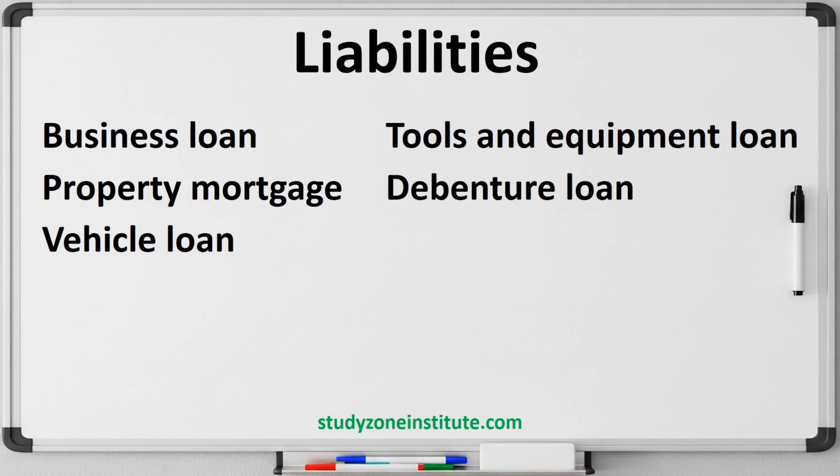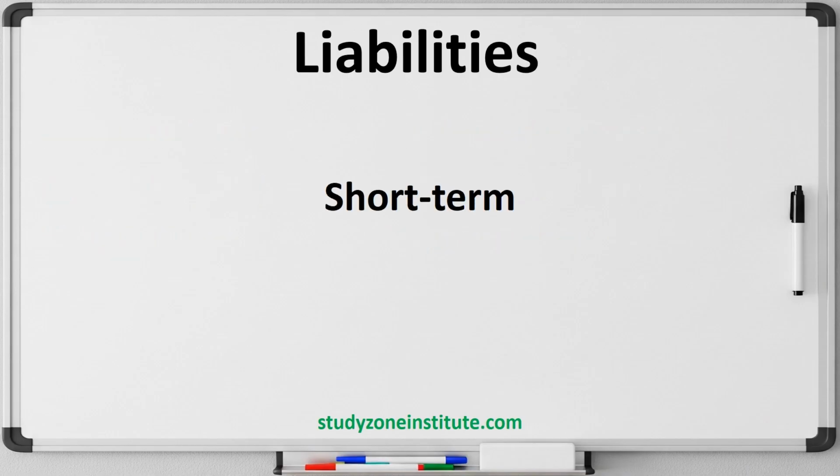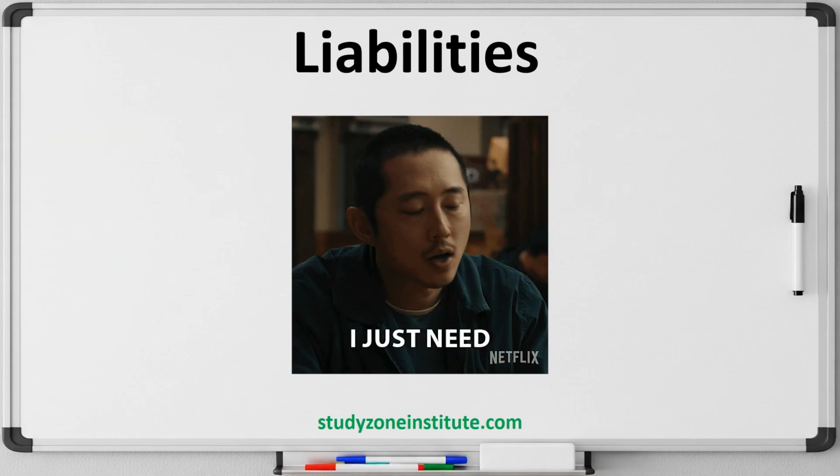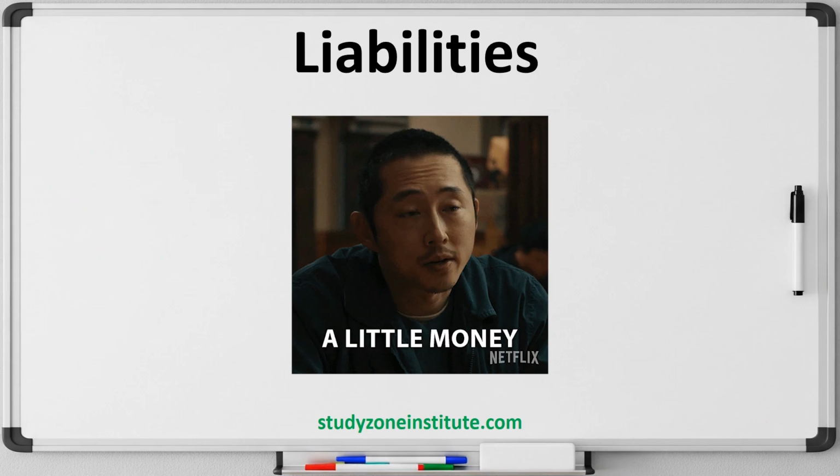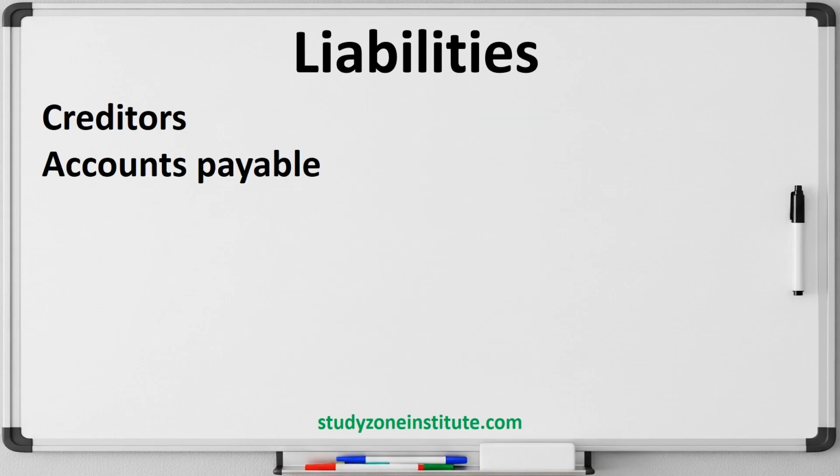Debenture loan, a type of long-term bond used to raise capital. Hire purchase, an agreement to buy an asset by paying in installments over time. Liabilities can be short-term, meaning they are payable in under a year. Creditors, accounts payable, money the business owes to suppliers.